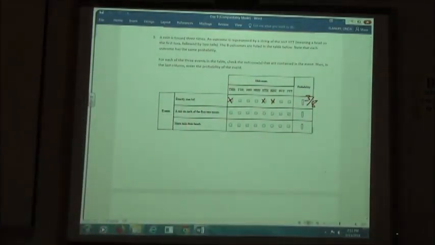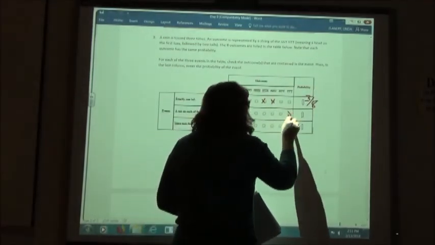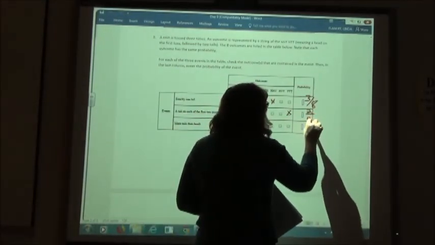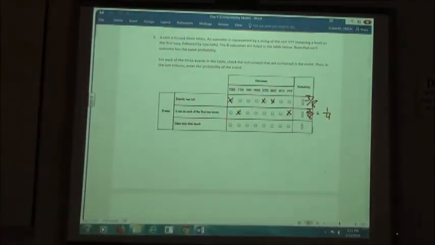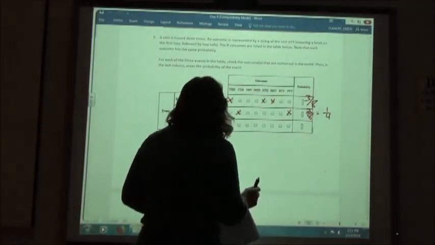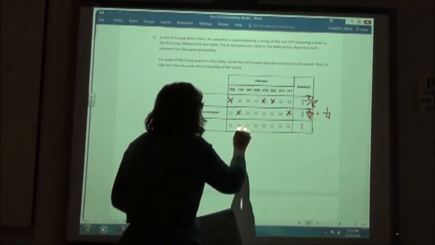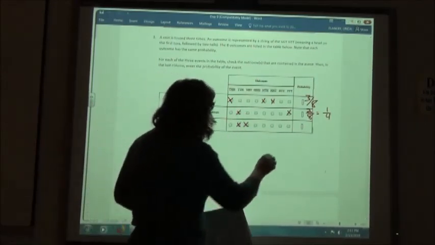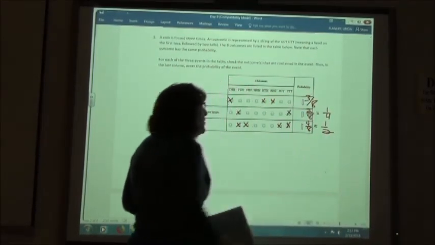A tail on each of the first 2 tosses. So we got to start with a T and a T. Which ones start with 2 T's? The second one and the last one. So my probability is 2/8 or 1/4, right? And then the last one, more tails than heads. The second and the third, and the last 2. And so we would have 4/8, which is 1/2 then.